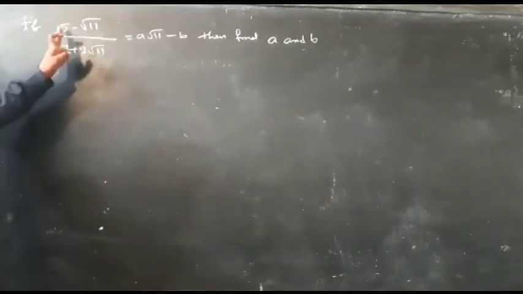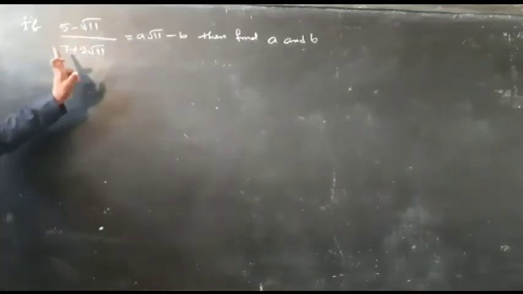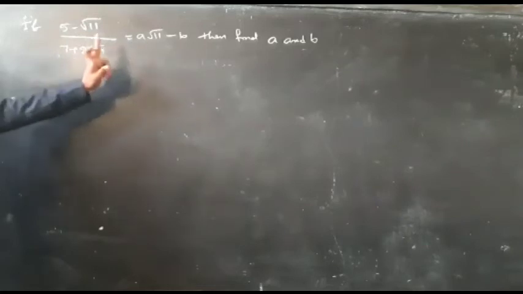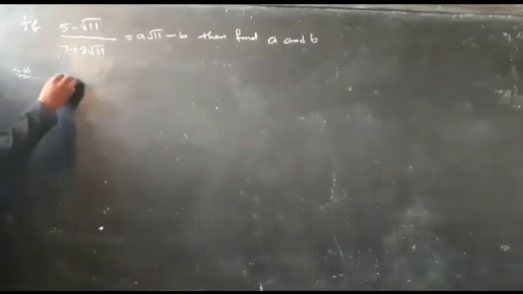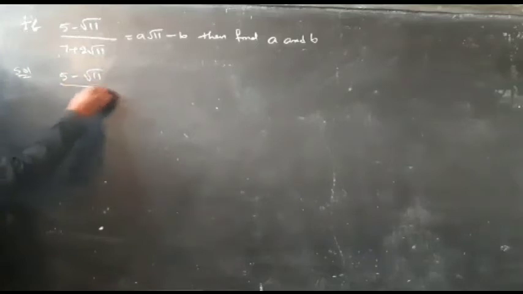9th class students, here is the next question. If 5 minus root 11 by 7 plus 2 root 11 is equal to a root 11 minus b, then find the value of a and b. In solution, what is the given here? 5 minus root 11 by 7 plus 2 root 11.